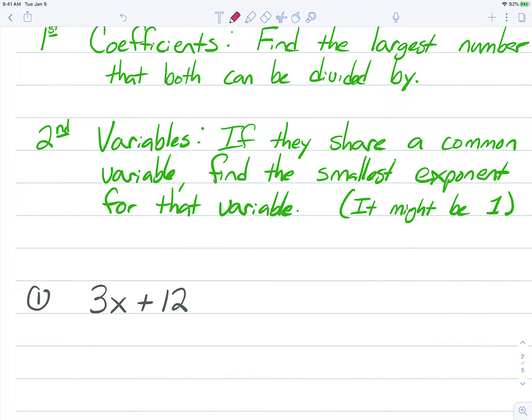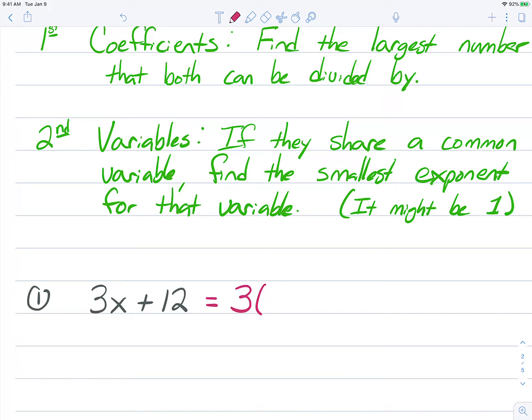Number 1, 3x plus 12. So the coefficients are 3 and 12. And the largest number you can divide both 3 and 12 by is a 3. They do not have a variable in common. One of them is just a constant and doesn't have a variable, so I can't take out a variable.